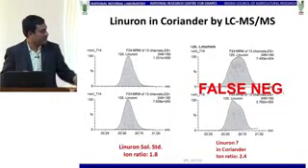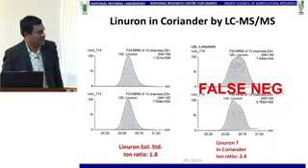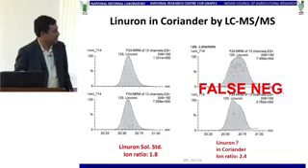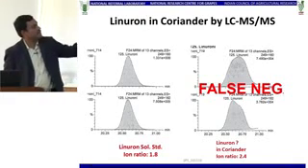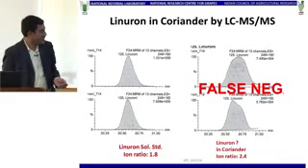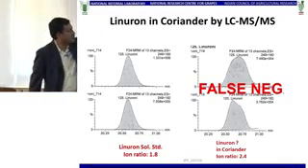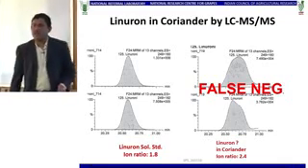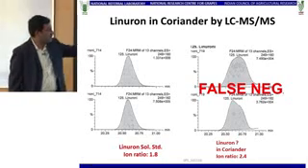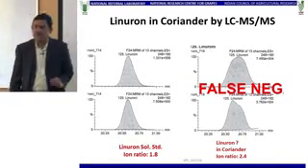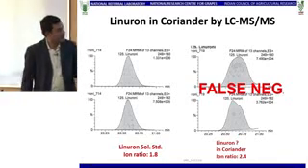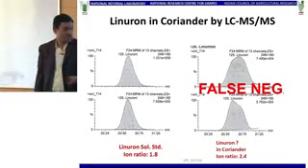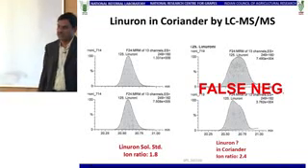Here is one example, there is a mistake, it should be false positive. Just explain that. Here we are analyzing linuron in coriander. You see that these are the 2 transitions, one quantifier and one qualifier. When you take the ratio, it is 1.8. Okay. So then you take a coriander extract. This is for the standard in solution.